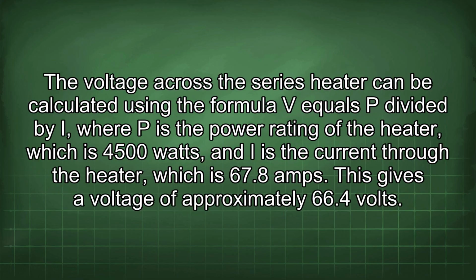The voltage across the series heater can be calculated using the formula V equals P divided by I, where P is the power rating of the heater, which is 4,500 watts, and I is the current through the heater, which is 67.8 amps. This gives a voltage of approximately 66.4 volts.